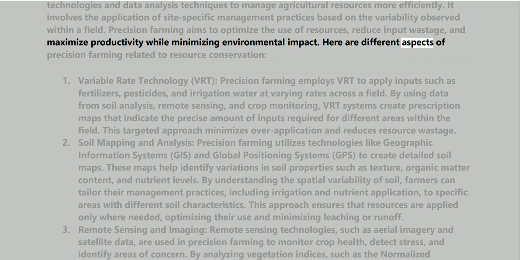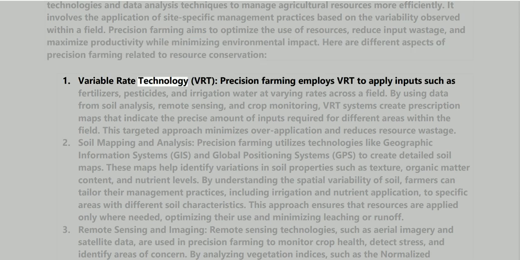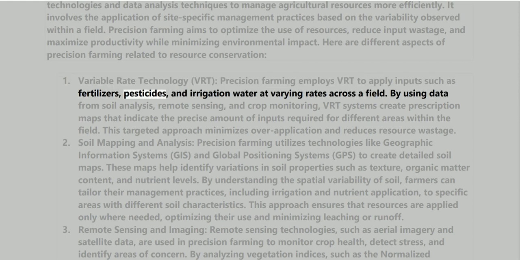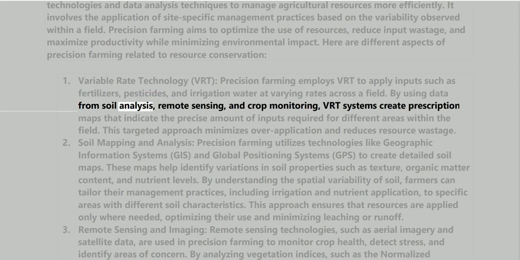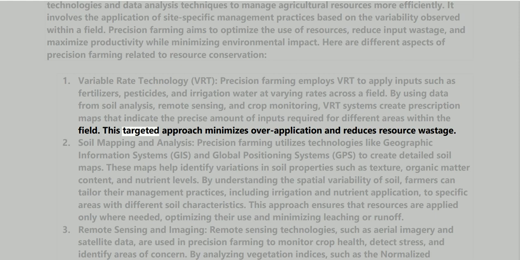Here are different aspects of precision farming related to resource conservation. 1. Variable rate technology, VRT. Precision farming employs VRT to apply inputs such as fertilizers, pesticides, and irrigation water at varying rates across a field. By using data from soil analysis, remote sensing, and crop monitoring, VRT systems create prescription maps that indicate the precise amount of inputs required for different areas within the field. This targeted approach minimizes over-application and reduces resource wastage.